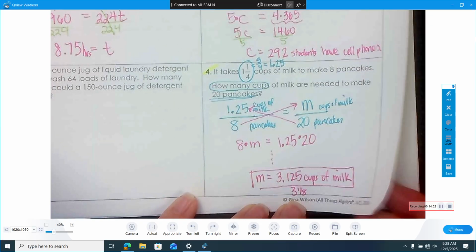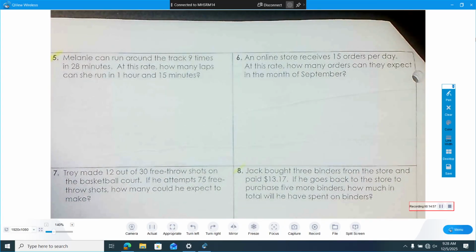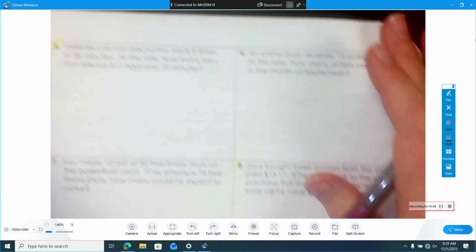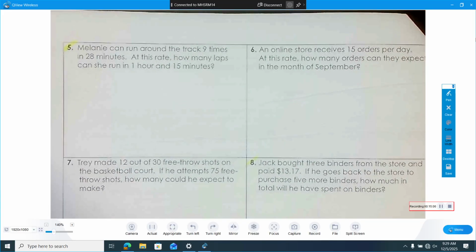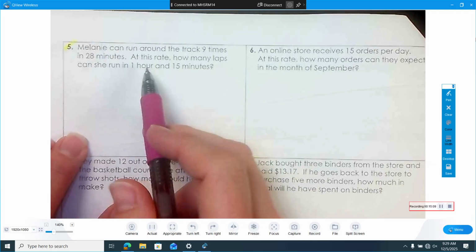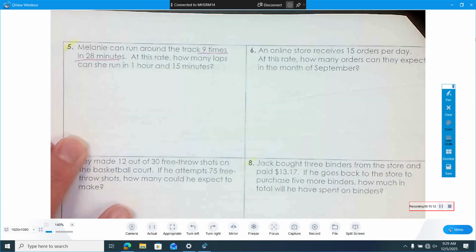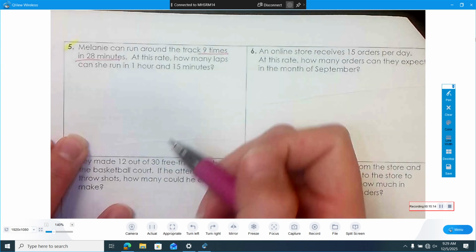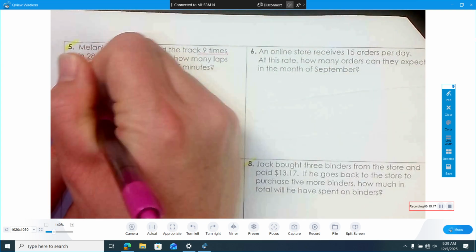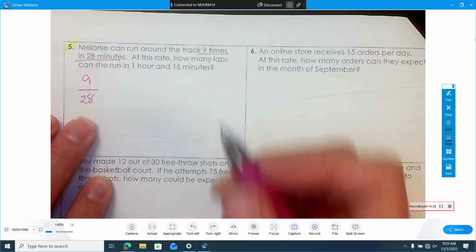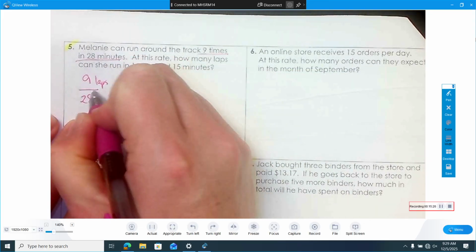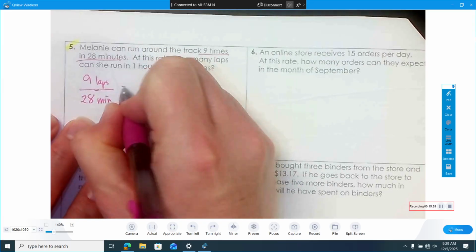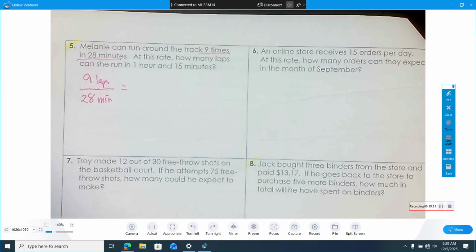All right. Turn the page. They get a little more challenging. All right, number 5. Melanie can run around the track 9 times in 28 minutes. Ladies and gentlemen, what fraction do you read just now? 9 over 28. And what are the units of that? Laps per minute. Very good. 9 laps in 28 minutes.